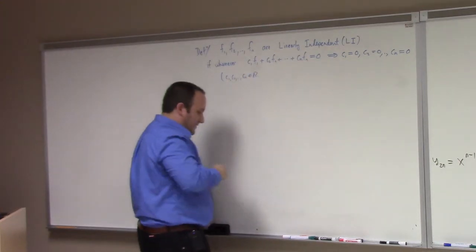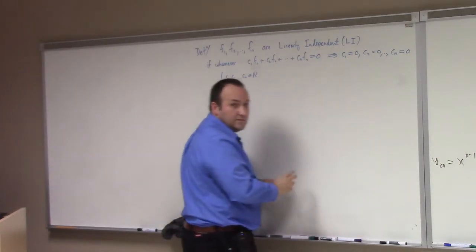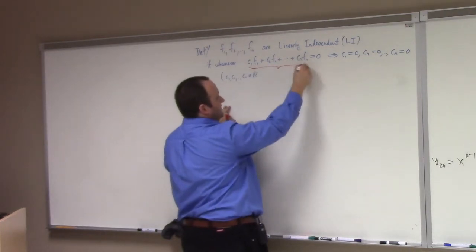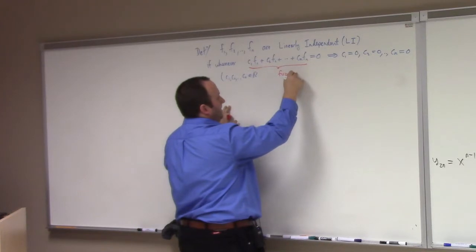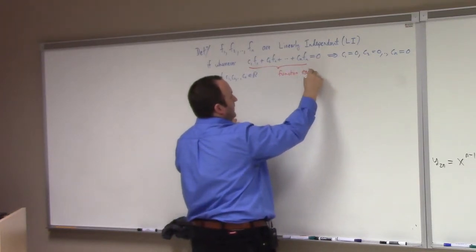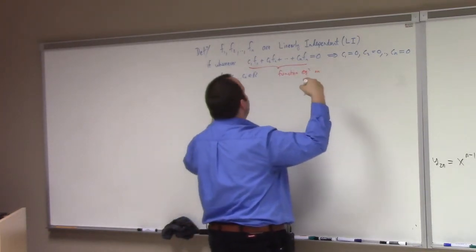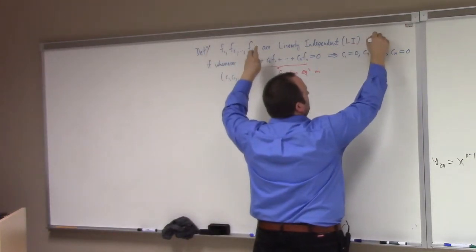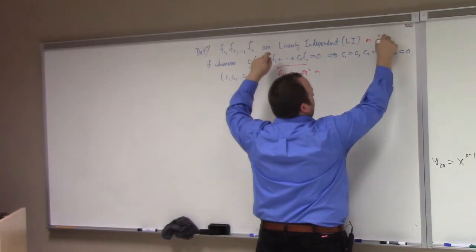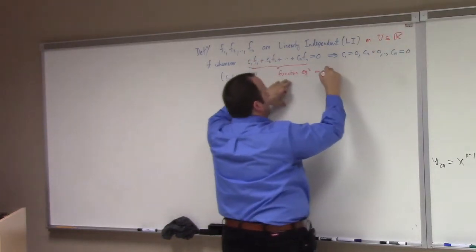And this is an equation of functions. So this is actually a function equation. On, and oh, I'm sorry, linearly independent on U, which is some subset of the reals, okay?